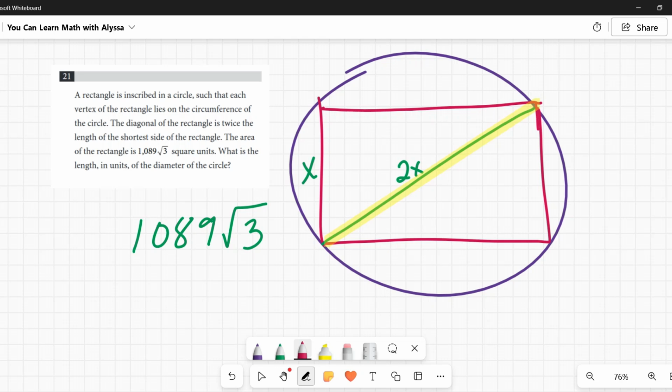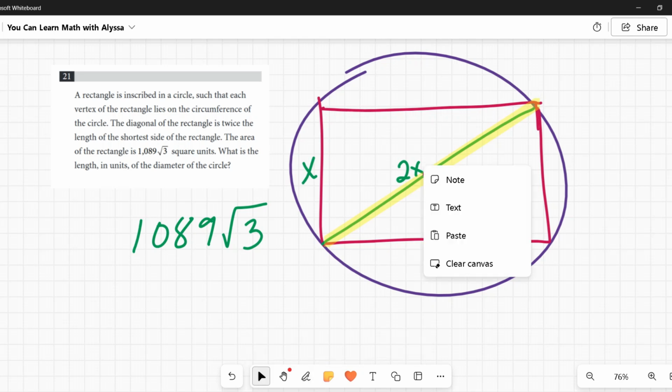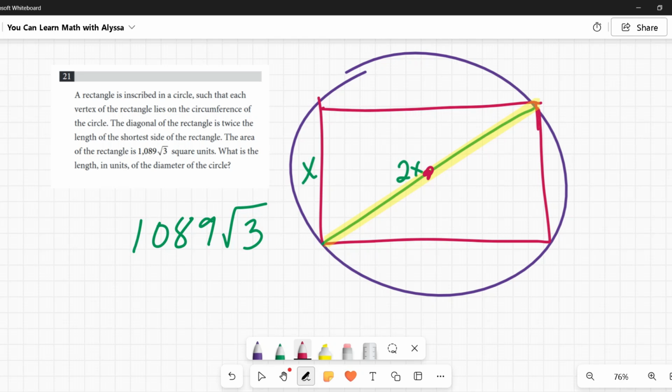When the rectangle is inscribed in the circle, any diagonal of that rectangle is going to go through the center of the circle, so that is a diameter. So if I can solve for x, I'll solve my 2x and I'll have my diameter. That's the goal. All right, so what do I have going on with this circle?